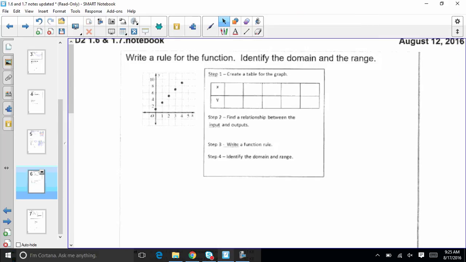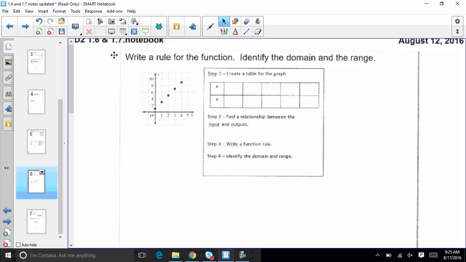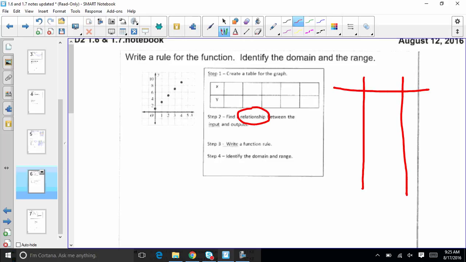Here, they want you to write a rule. Boy, this gets a little more challenging. But keep in mind that you're just going to follow all of those steps. We've got our graph, we've got our table, and then we have to find that relationship. So if I made one of those tables over here, I've got my input, output, and I've got the relationship that goes in between, I can start to piece together some of the clues.